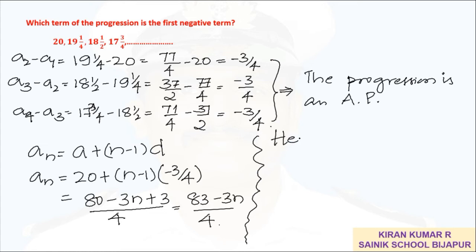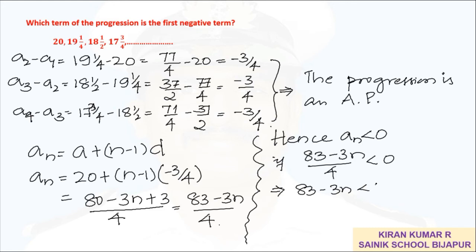Now, hence An is less than 0, a negative number. If I consider 83 minus 3n by 4 as less than 0, I'll be getting 83 minus 3n should be less than 0, by cross multiplying 4. Therefore, we get 83 less than 3n. That is 83 upon 3 should be less than n.